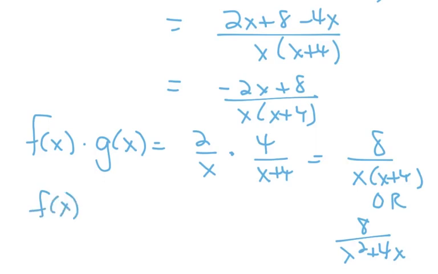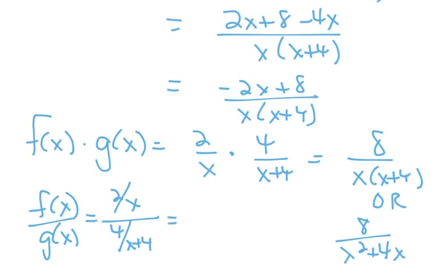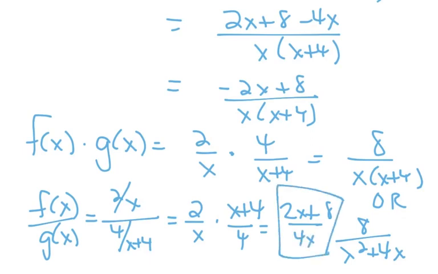So last but not least, f of x over g of x. When you divide two fractions, division of fractions is really multiplication, but it's multiplication by the reciprocal of the denominator. So when I multiply these together, I'm going to get 2x plus 8 in the numerator, and I'm going to get 4x in the denominator. There actually is a little bit more simplification that can be done because everything shares a common factor of 2, so I can divide it out. But I'm going to leave it there for now.